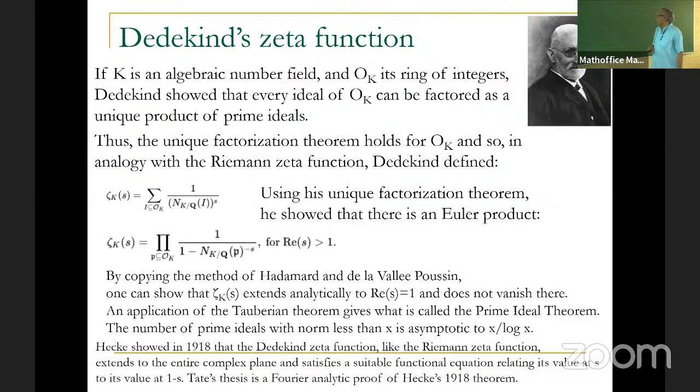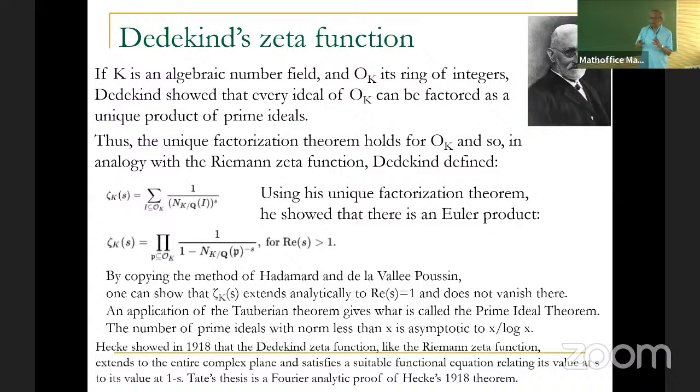So Hecke showed in 1918 that the Dedekind zeta function, like the Riemann zeta function, extends to the entire complex plane, and satisfies a suitable functional equation relating its value at s to its value at 1 minus s.